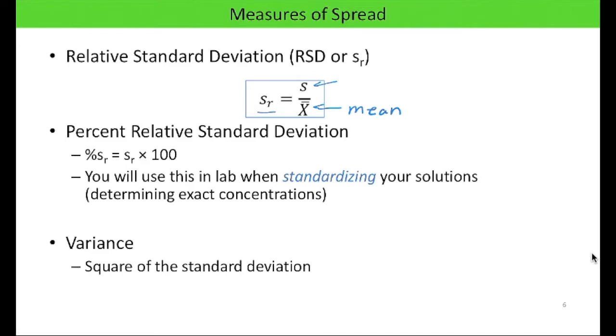Variance is something that we're not going to use in this class at all, but it is another measure of spread that may be used in other courses that you take.